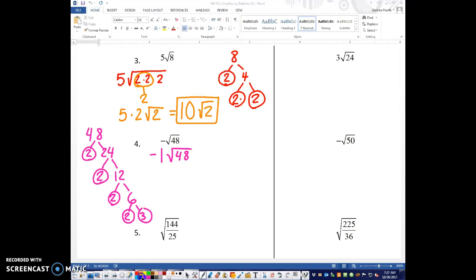So now we're going to rewrite this. Negative 1 square root of 2 times 2 times 2 times 2 times 3. Okay, what's our next step here? Circle your pairs. So there's a pair of 2's here and a pair of 2's here. So now we have negative 1 times 2 times 2, and what's left inside? The 3.